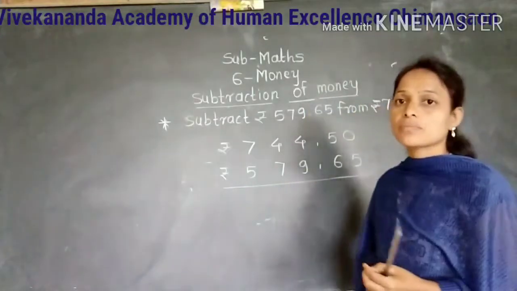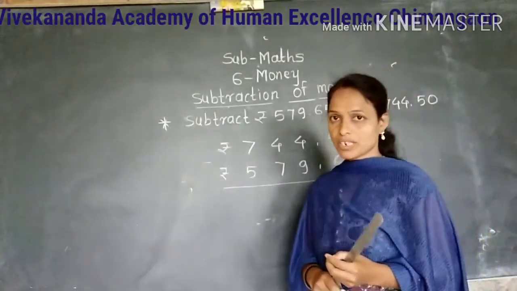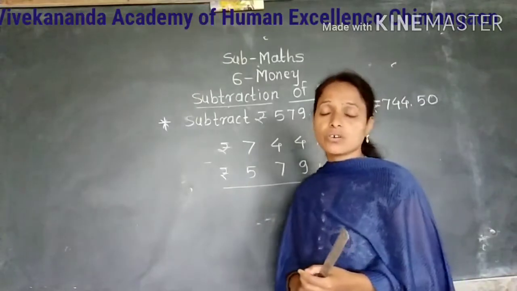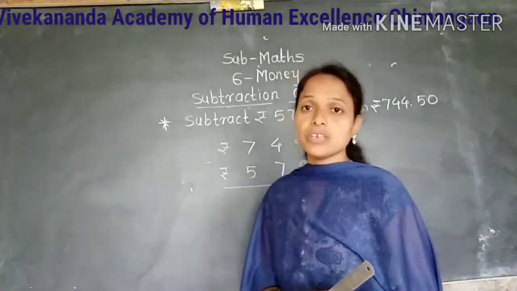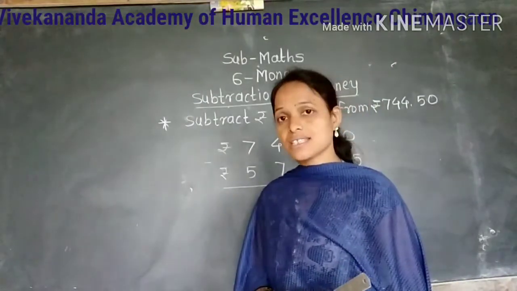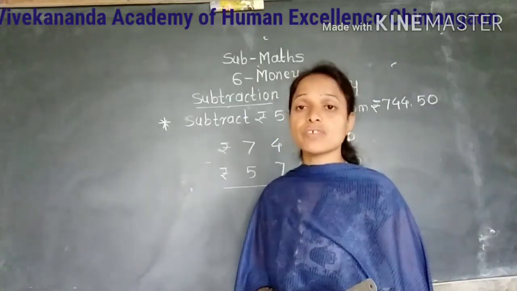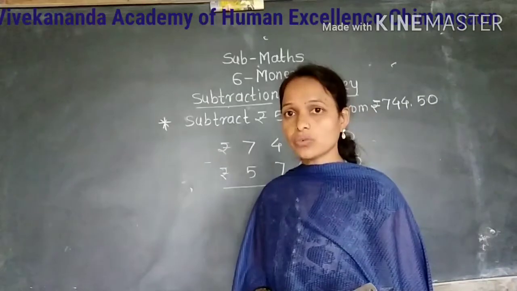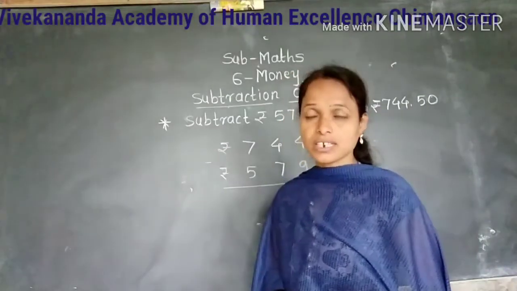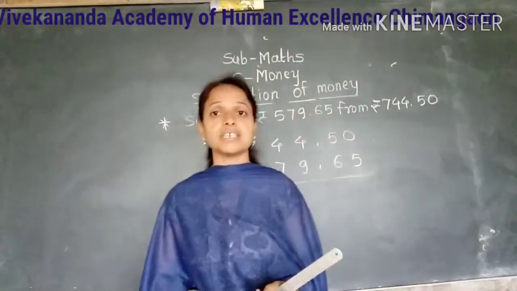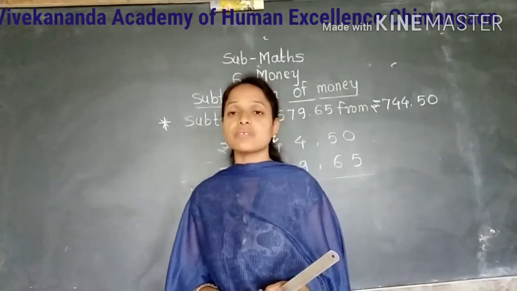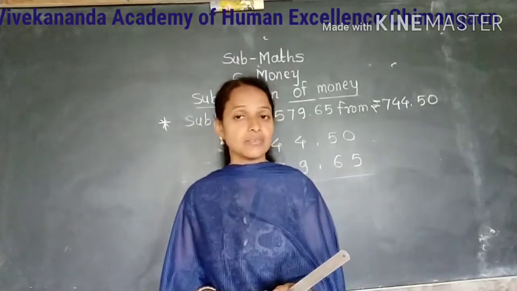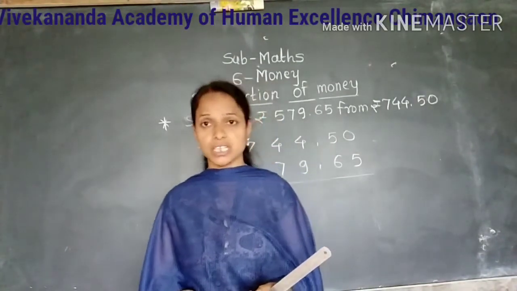Next part of this lesson is subtraction of money. We subtract money the same as subtraction of numbers, and wherever needed, we have to regroup. Listen again: we subtract money the same as we subtract numbers, and wherever needed, we regroup.